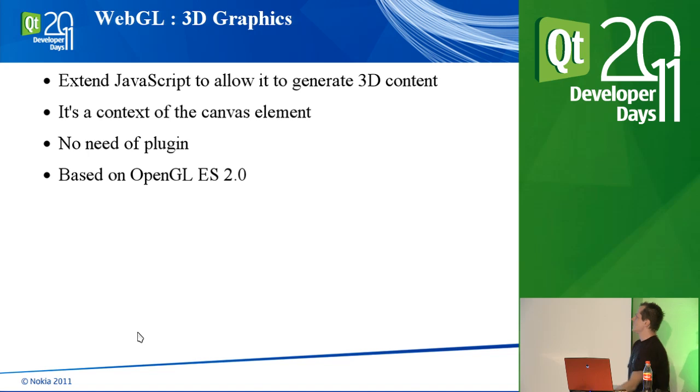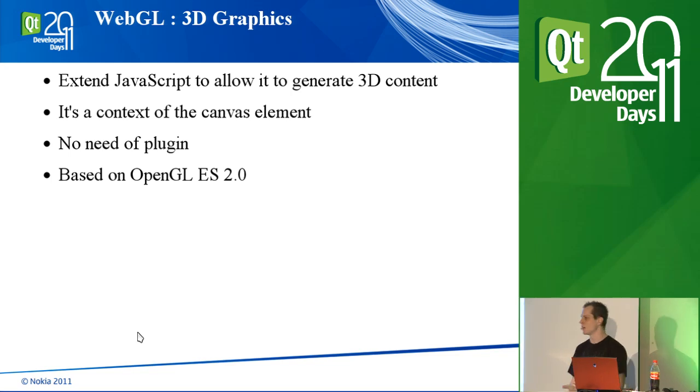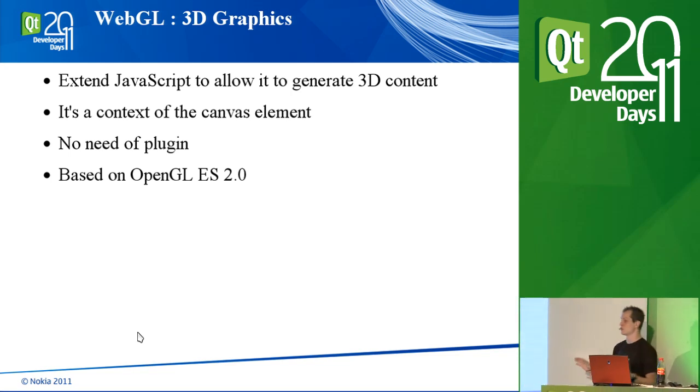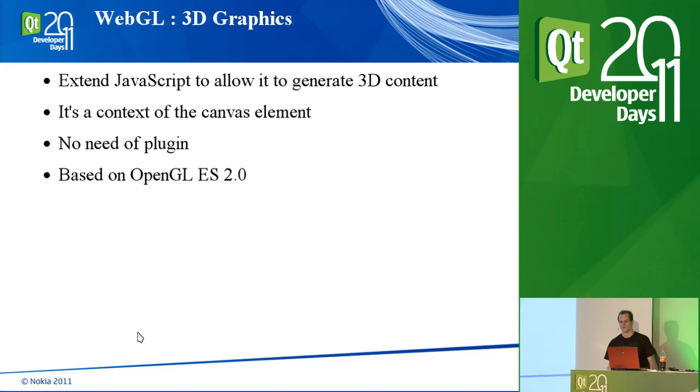You also got WebGL. It extends JavaScript to allow 3D content. It's also a context of the canvas element, so instead of getting the context 2D, you can get the context 3D, and then, boom, you have OpenGL access. You can just draw GL code, using the OpenGL 2.0 APIs, and you can draw anything you want. So no need for a plugin, which is very great.